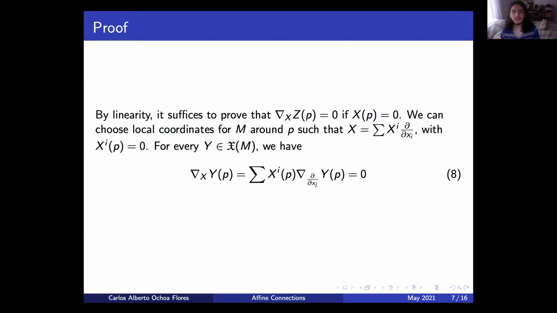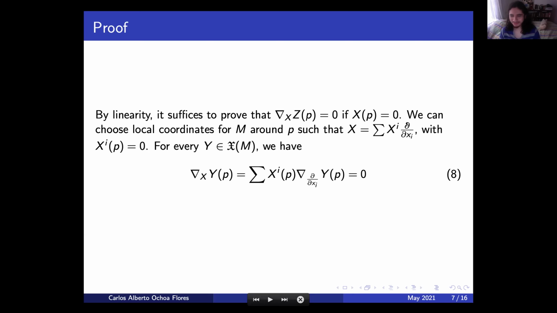Okay. So by linearity, once again, it suffices to prove that the directional derivative of zeta in the direction of x is 0 if we know that x evaluated at the point P is 0. So we can choose local coordinates for M around P such that x has this representation in those local coordinates.